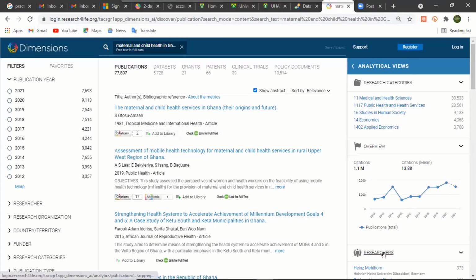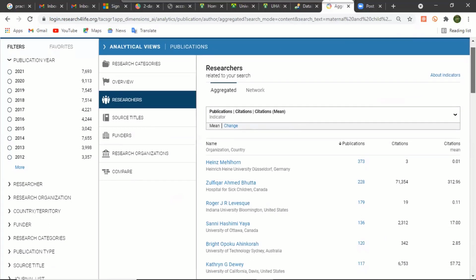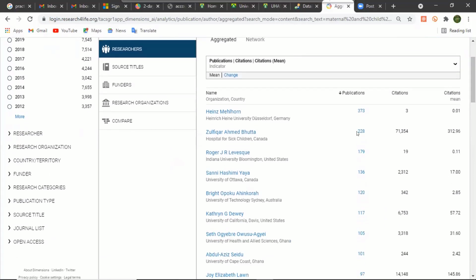All right, so now I click on researchers, and we can see from this group that it organizes researchers related to your search. My search of what? Maternal and child health in Ghana. So it is organized according to organization and country, the number of publications and citations, and the citations mean. The first person here is Heinz Melon, from Heinrich Heine University in Germany. He has the highest publications in this area related to my search, and that's 373. So in terms of publication record, he is the highest person.